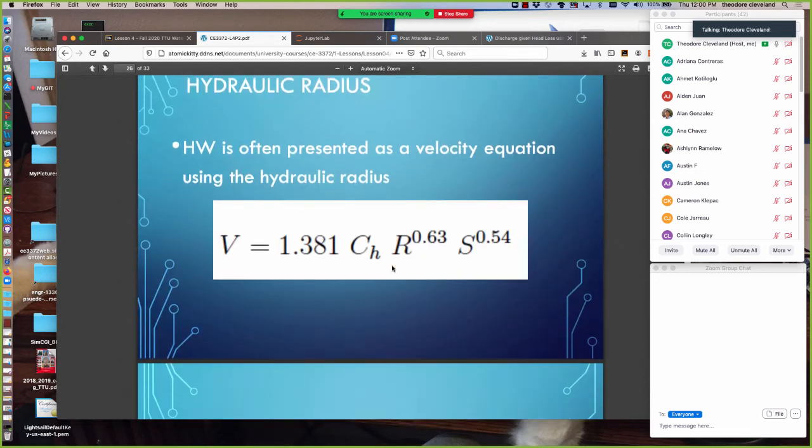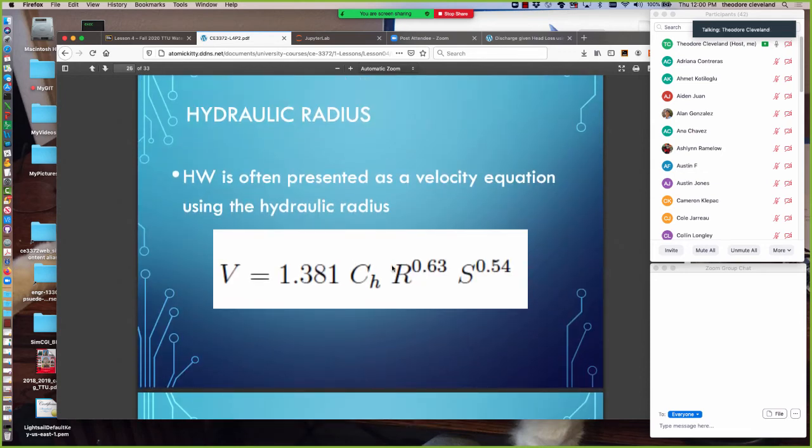The Hazen-Williams formula is often presented as a velocity equation, and it uses the hydraulic radius instead of the diameter. So here's a common way of representing it as velocity. So we have the Hazen-Williams coefficient, we have this radius to the 0.63 power, and a slope of the energy grade line to the 0.54 power.